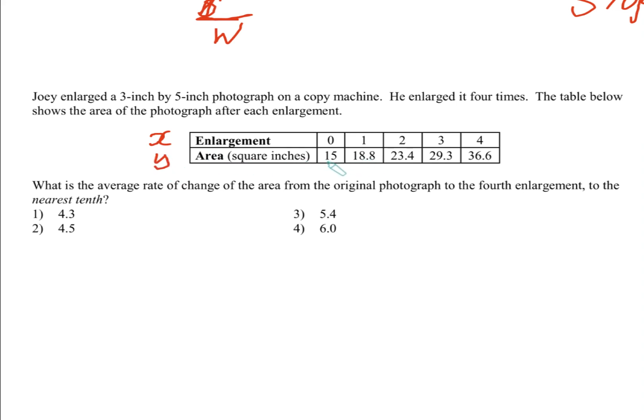So here's your area, which is 15 and goes to 36.6. Now the area depends on the enlargement, which means that the area is y. It says, what is the average rate of change of the area from the original photograph to the 4th enlargement? They want us to go from the original to the 4th. So they're telling us which to choose. So the original would be 0, 15 and the 4th enlargement is 4, 36.6. And they want us to round to the nearest tenth.